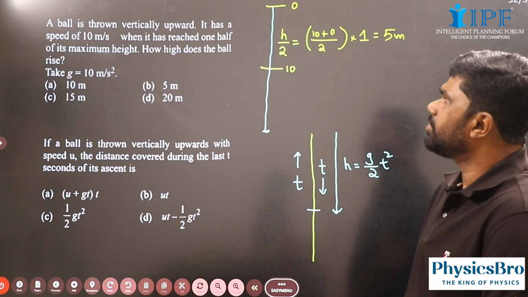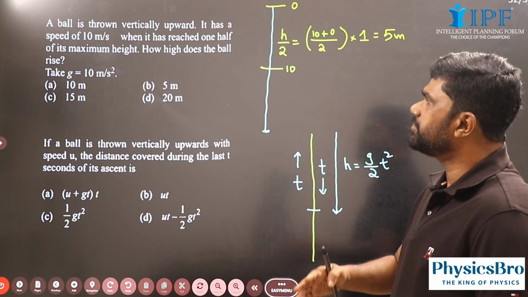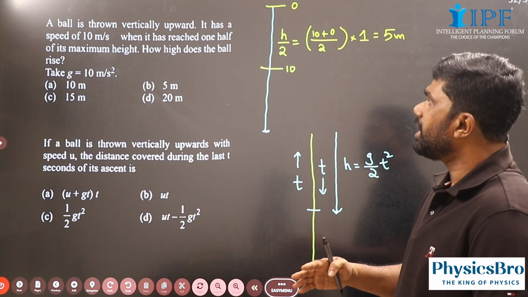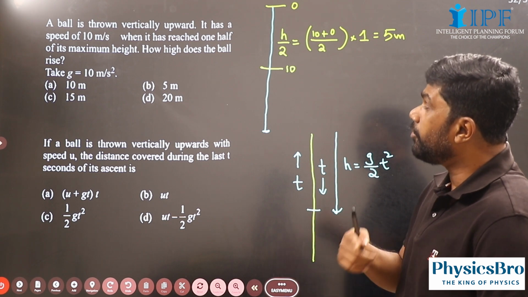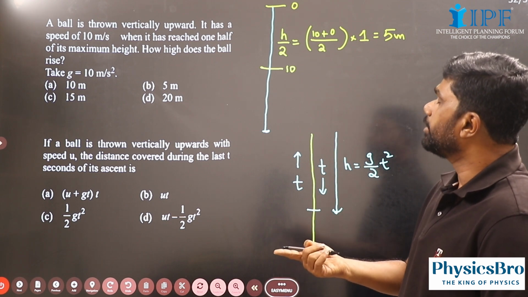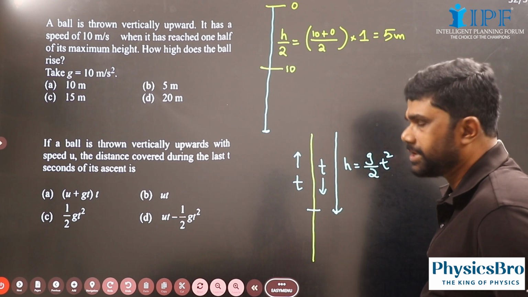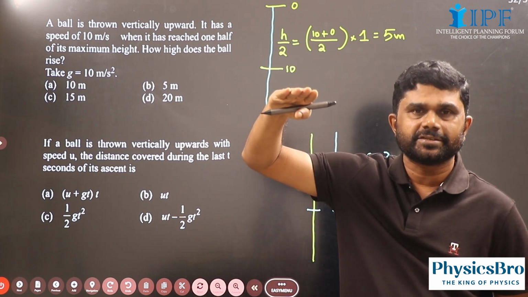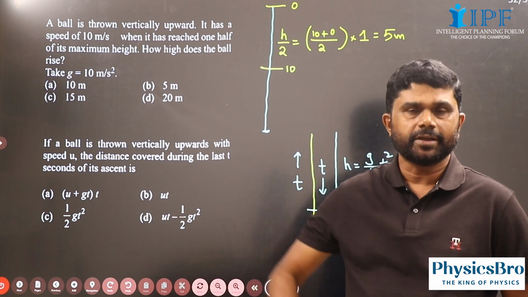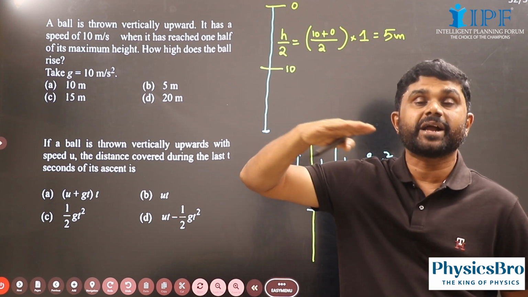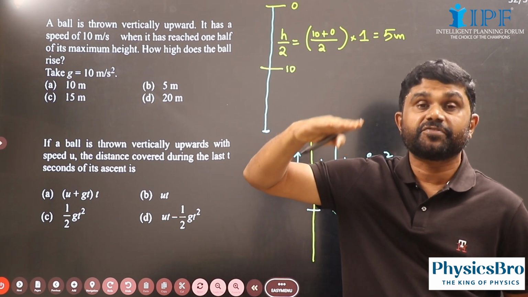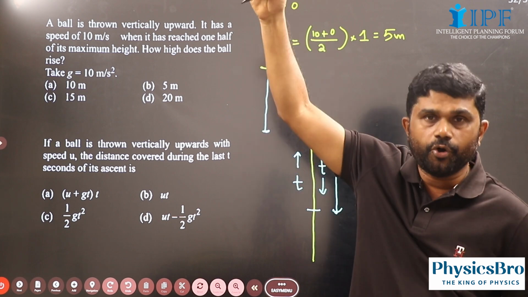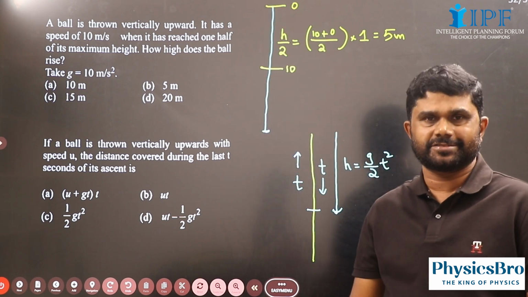Yeah, a ball is thrown vertically up. It has a speed of 10 meter per second when it has reached 1/2 of its maximum height. How high does the ball rise? See, when it reaches 1/2 of the maximum height, its speed is 10. Okay, see, at half the maximum height, means further it will have to go half of the total height.